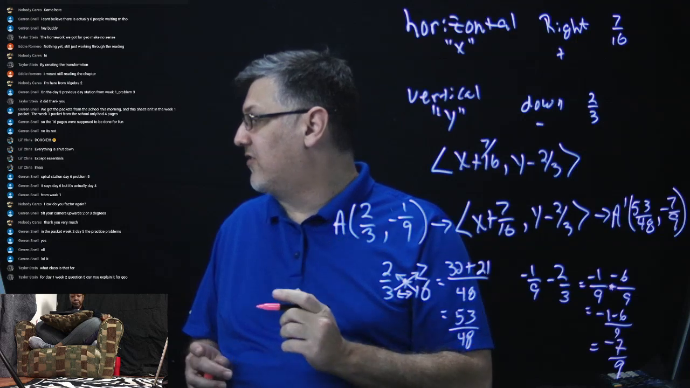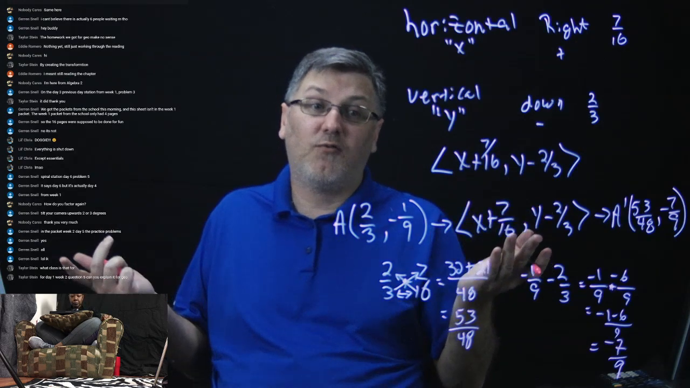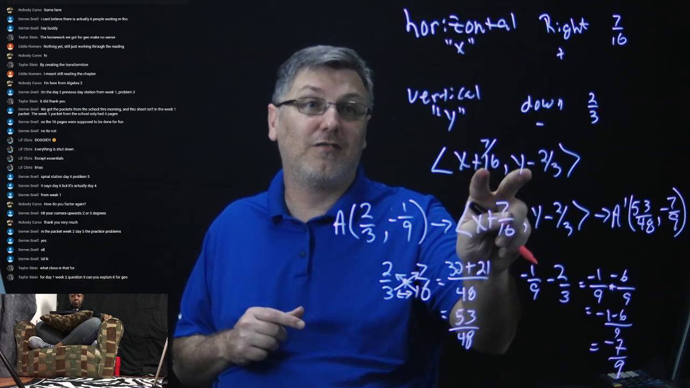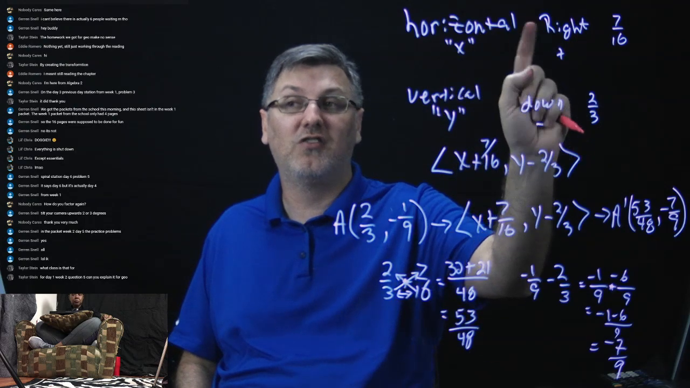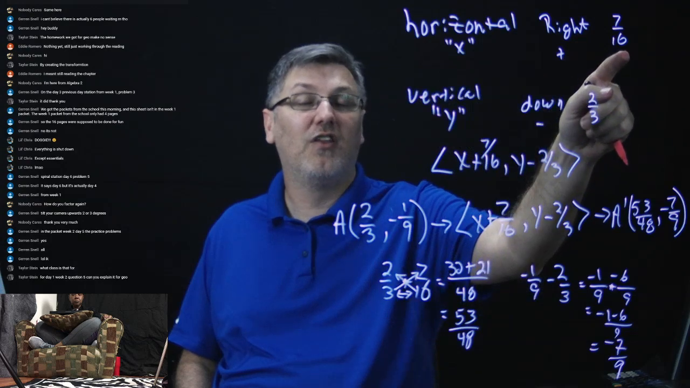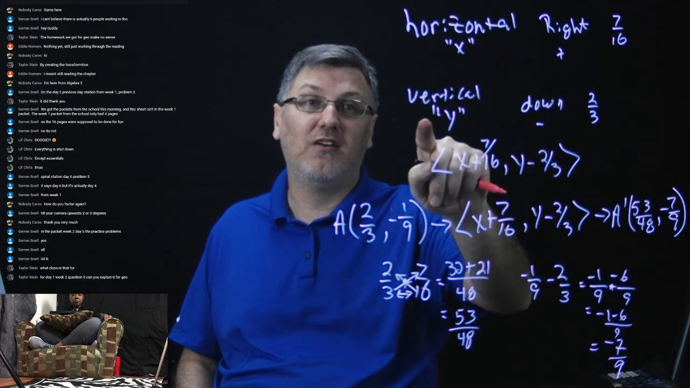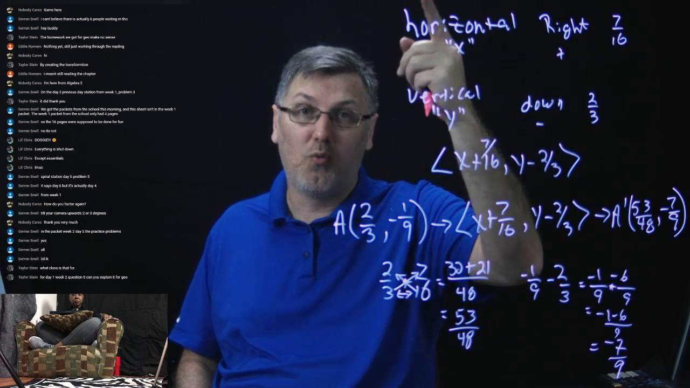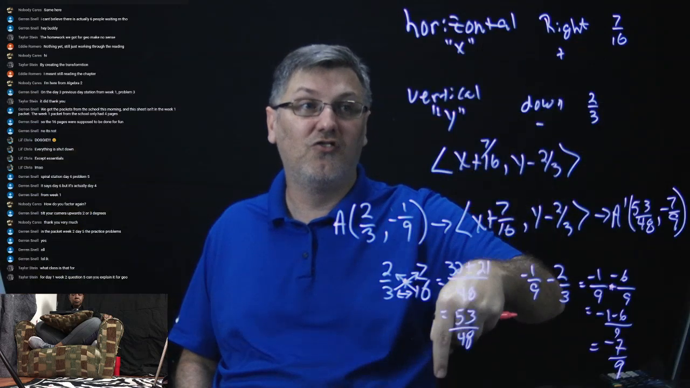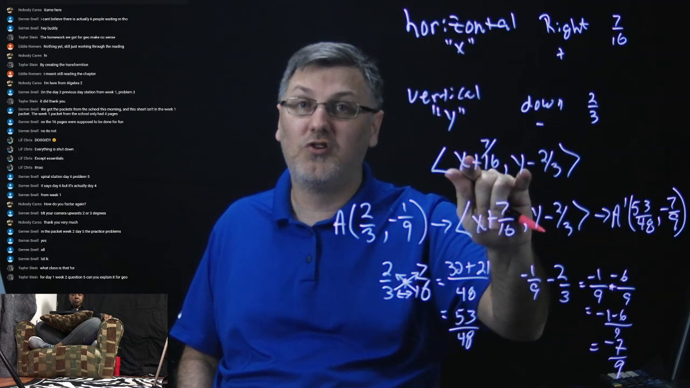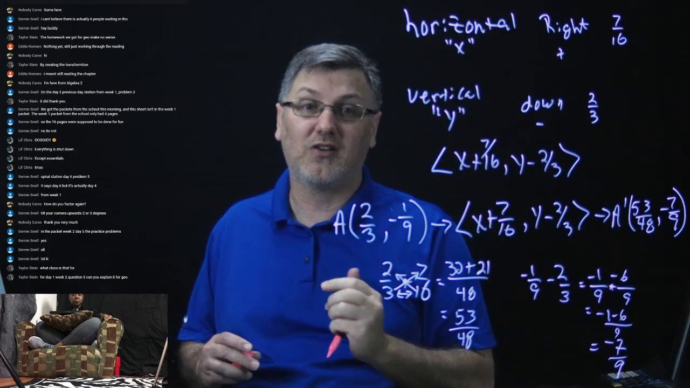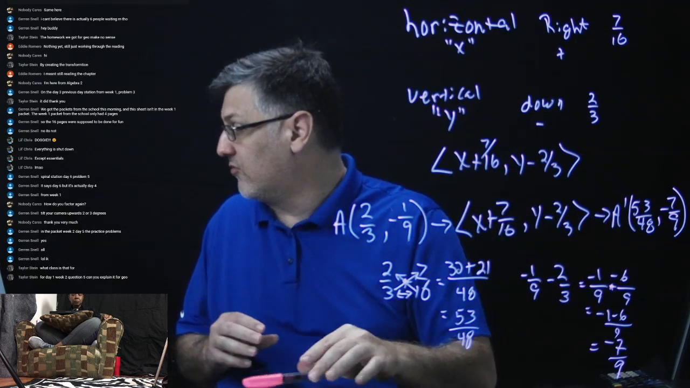I'll let you do B and C because it's nothing more than adding fractions. The key to this is this mapping. You've got to remember, horizontal means x, right plus, left minus, and then whatever the unit is, what you're adding and subtracting. Vertical is your y going up and down. Down is your negative, up is your positive, and then whatever your unit to set your mapping up. Once you have the mapping, it's just arithmetic at that point. What other questions?